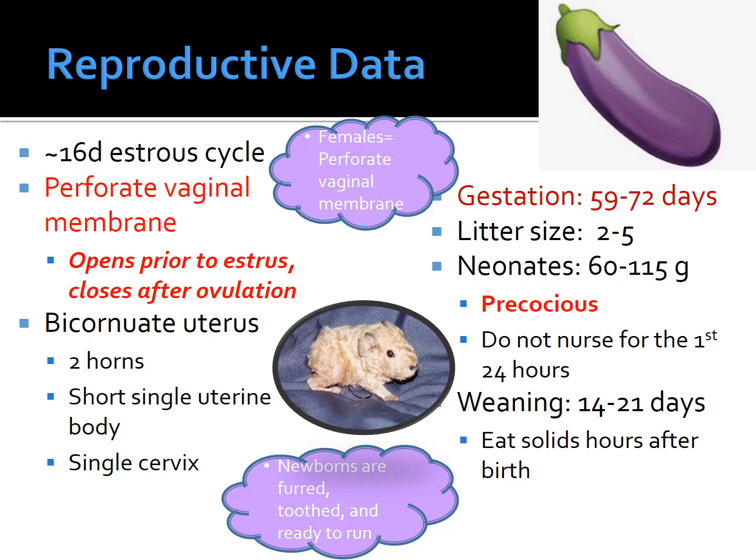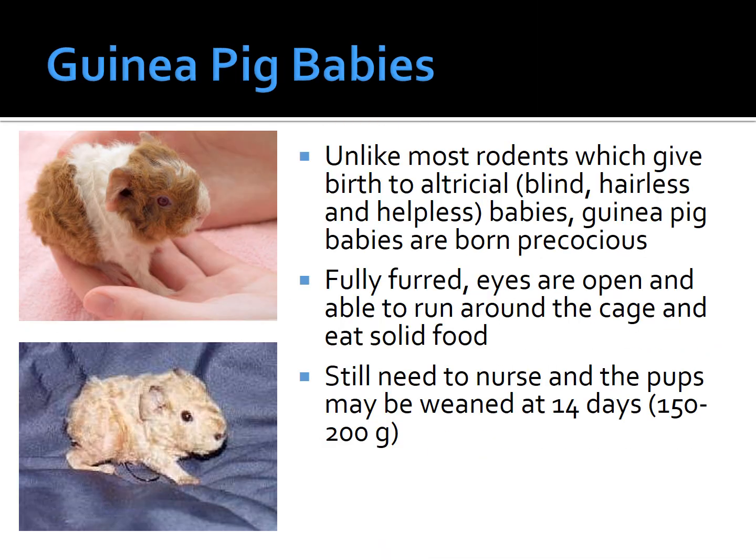They get weaned after 14 to 21 days, so just because they're born with teeth and do eat solid food shortly after birth doesn't mean that they don't have to stay with mama. They still need that milk, they still need the colostrum. Unlike most rodents who give birth to blind, helpless little animals, guinea pigs are born precocious. They will run around the cage, so don't think you have time to prep your nursery cage after they've been born. No, you need to do that before.